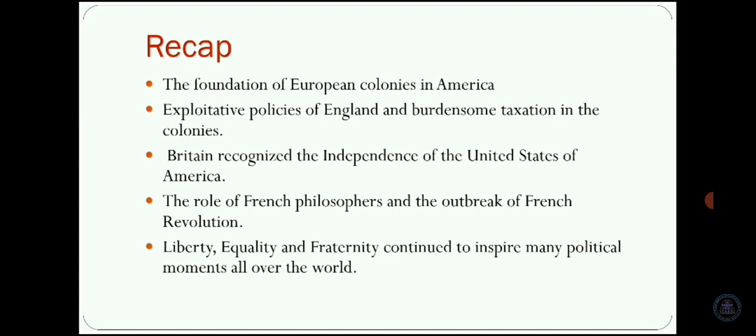Okay, students. So far we discussed the foundation of European colonies in America, the exploitative policy of England and its taxation in the colonies. Britain recognized the independence of the United States of America. The role of French philosophers and the outbreak of the French Revolution. Liberty, equality, and fraternity continue to inspire many political movements all over the world.